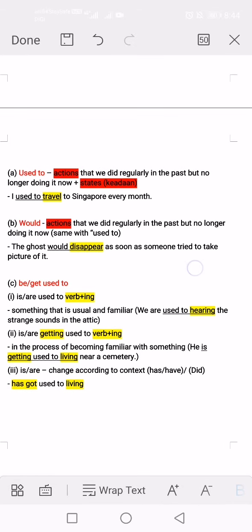Okay? This is quite easy, actually not very difficult. It's very important for you to learn. I give you about 5 to 7 minutes to copy the notes. I count until 5. 1, 2, 3, 4, 5.